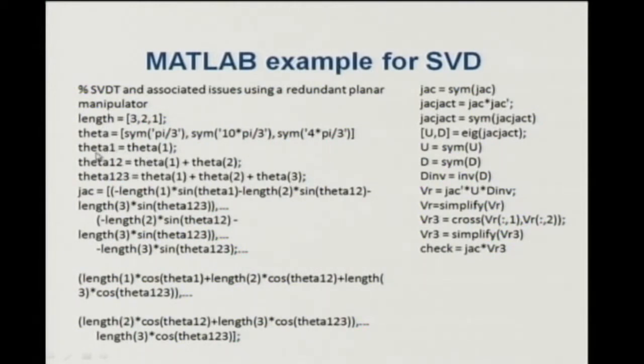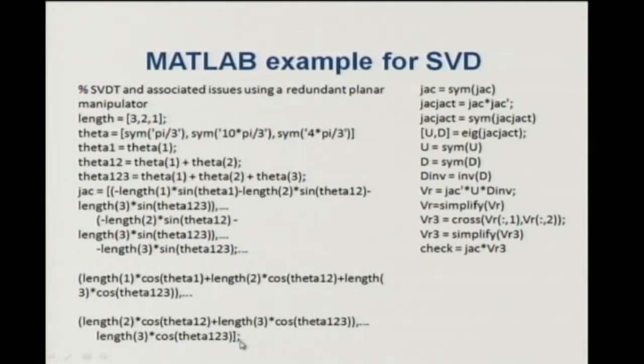So I just define theta 1, theta 1 2 and theta 1 2 3. This is very convenient for forming the Jacobian. So the first term is length 1 star theta 1 minus length 2 star theta 1 2 and then minus length 3 star theta 1 2 3, and so on and so forth. So you go through these definitions, and you define the full Jacobian.